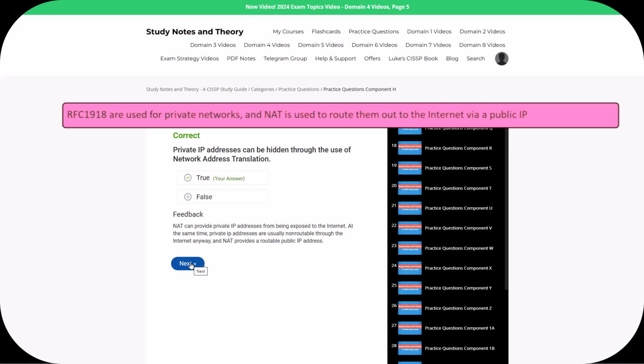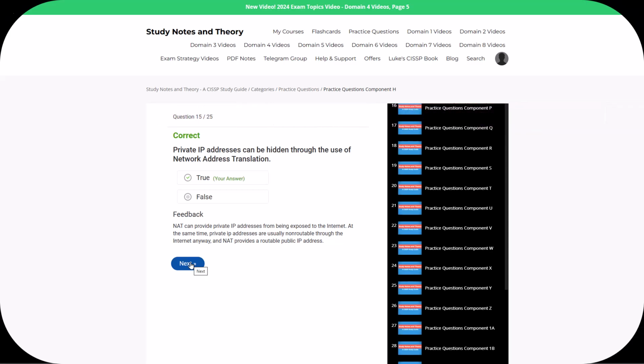Right, the CISSP exam is not technical, but it can be. Do you need to know the technical in order to understand the high level? Absolutely. Don't sleep on knowing technical concepts like this.